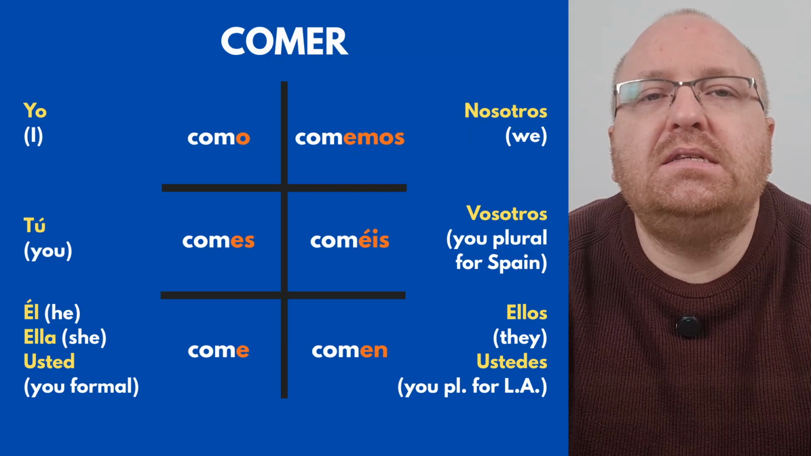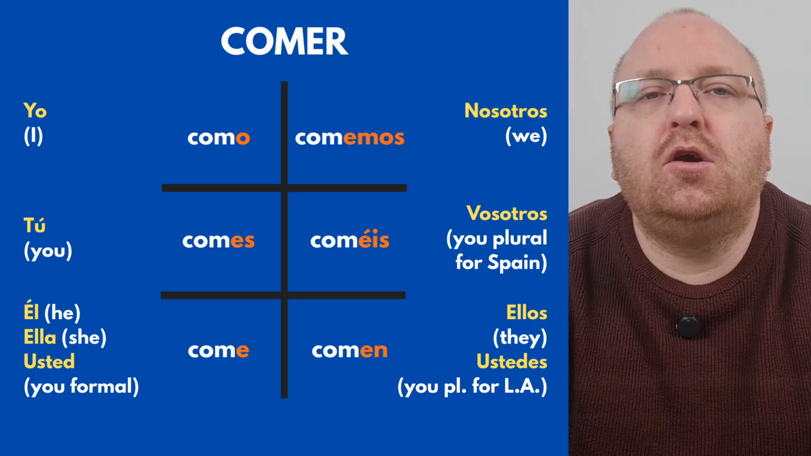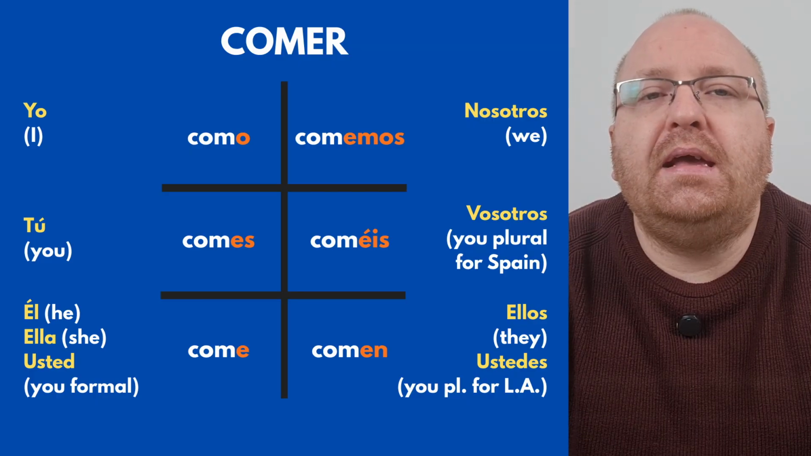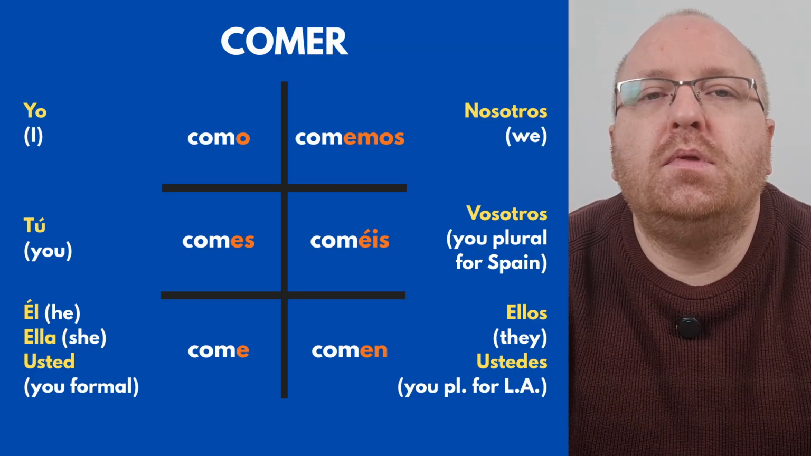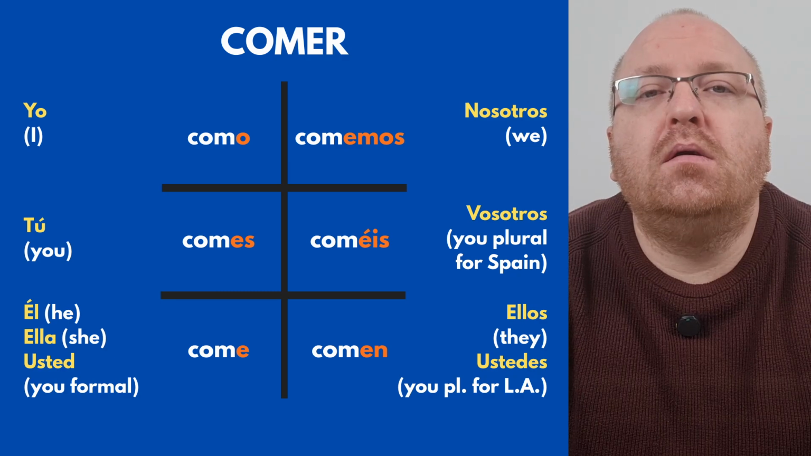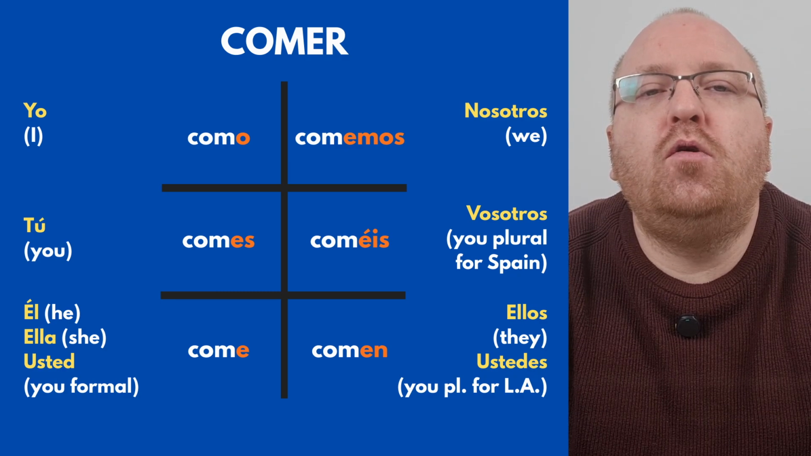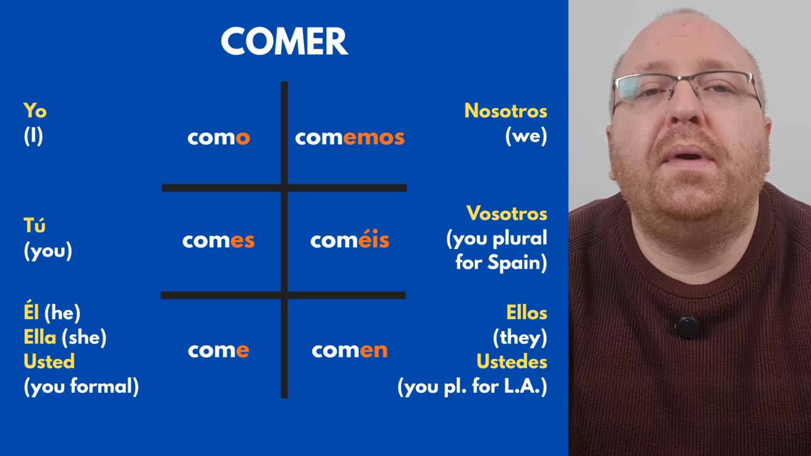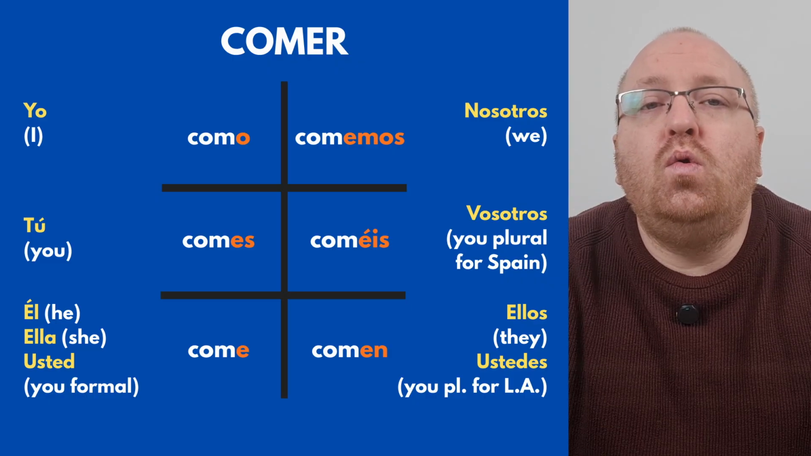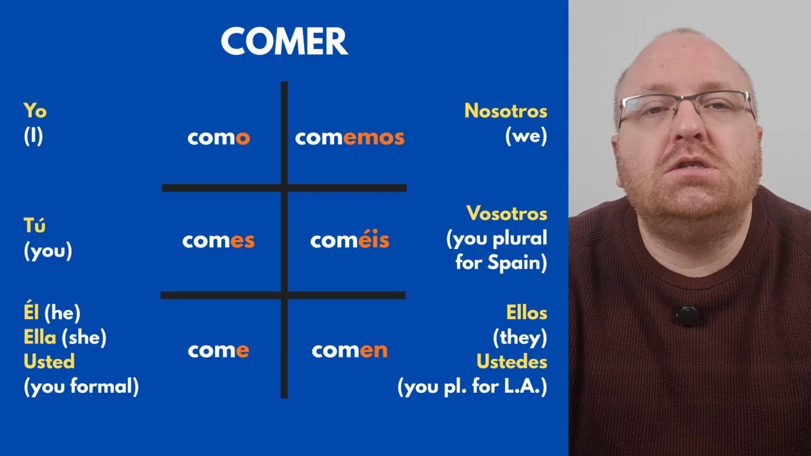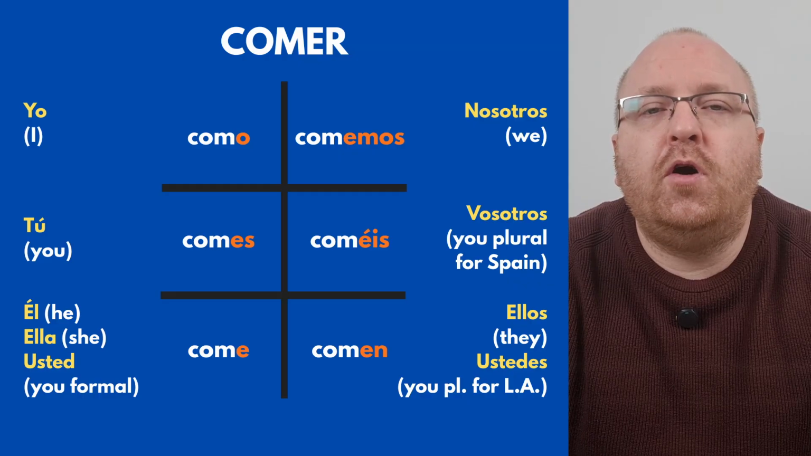He or she eats and you formal eat, come. We eat, comemos. You eat, plural for Spain, coméis. They eat and you eat, plural for Latin America, comen. So those are all the 6 present tense conjugations for a regular ER verb.